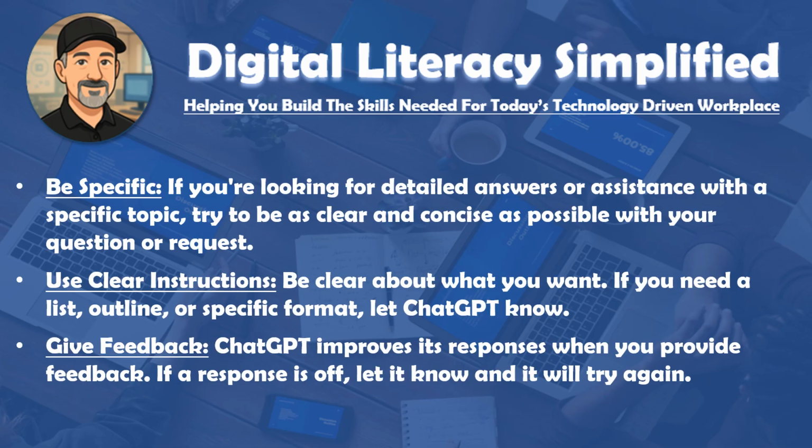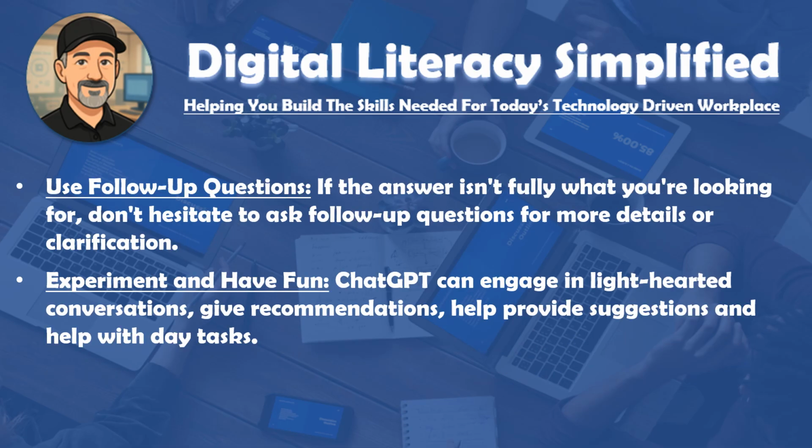If you're looking for detailed answers or assistance with a specific topic, try to be as clear and concise as possible with your question or request. Be clear about what you want. If you need a list, an outline, or specific format, let ChatGPT know. It improves its responses when you provide feedback. So if a response is off, let it know and it will try again. And if the answer isn't fully what you're looking for, don't hesitate to follow up with questions for more detail or clarification. And it can engage in lighthearted conversations, so it can give you recommendations, help provide suggestions, and help with daily tasks.